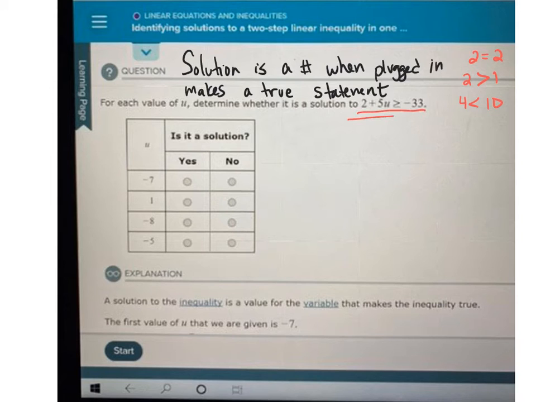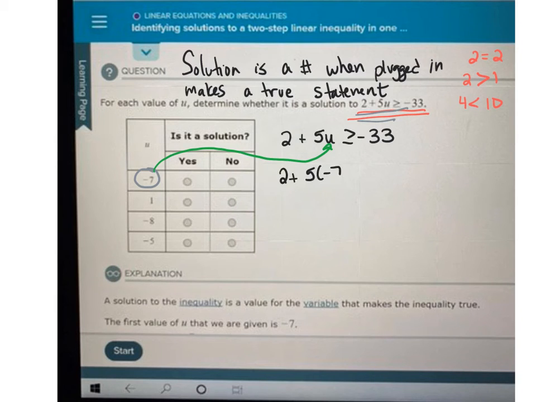So we have this equation. So similar to the last problem, we always want to take these values. Now there's only one variable, and we want to plug it into this equation, or inequality, pardon me. So 2 plus 5u is greater than or equal to -33. So we want to see when we plug in these numbers, is it true or false? So we're going to go ahead and plug these values in for u. So the first one, -7, I'm going to put in for u. So that's going to be 2 plus 5 times -7. And I just really want to know, is this greater than -33? Because we really don't know yet. So this is 2 plus -35 greater than or equal to -33.